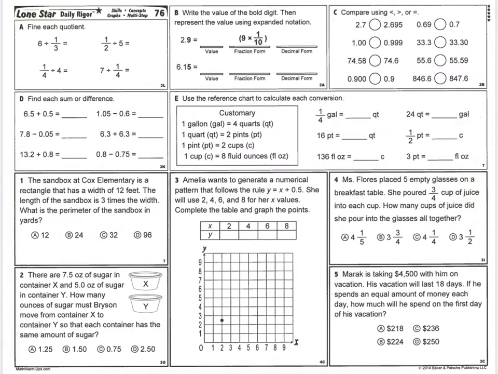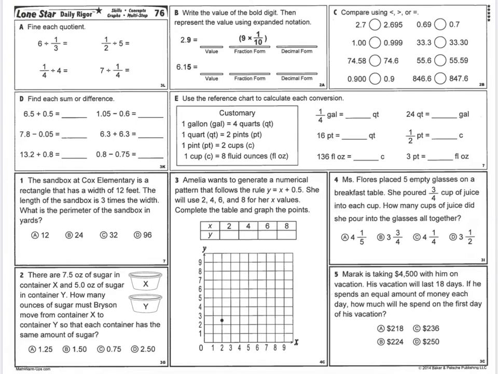And then number 5, Merrick is taking $4,500 with him on vacation. His vacation will last 18 days. If he spends an equal amount of money each day, how much will he spend on the first day of his vacation?